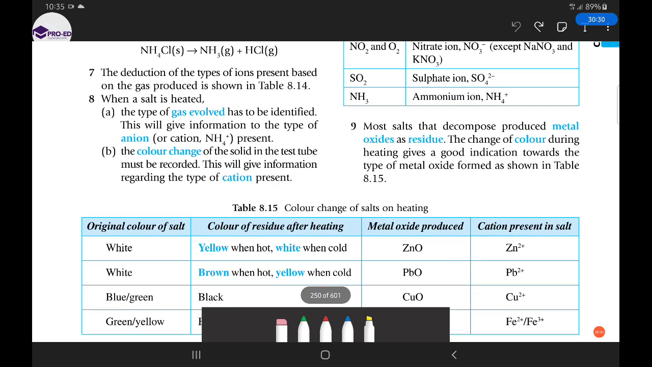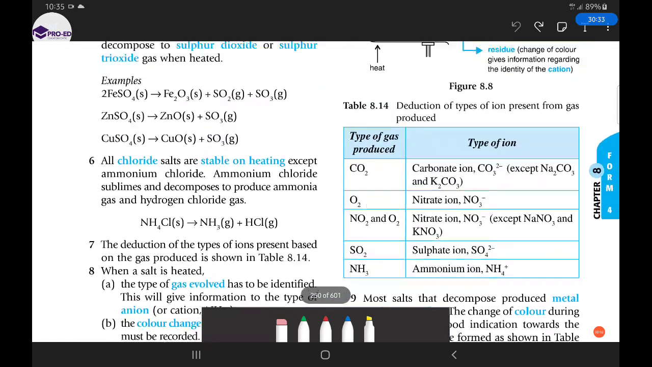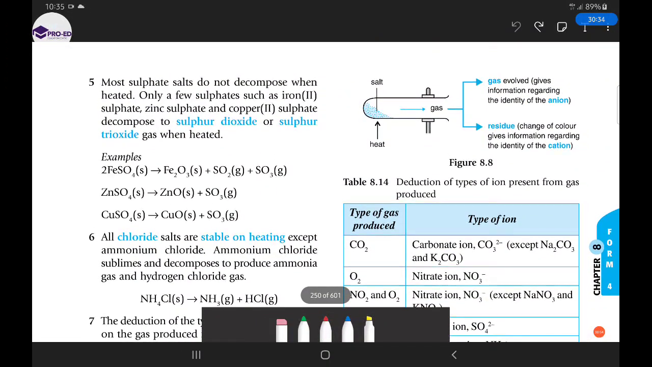All right, that was number 8. Number 8 done. There's a nice diagram here, figure 8.8. We heated up the salt. The salt decomposed, and when it decomposed, it released the gas. The gas will tell you what anion is present, except for ammonium. The ammonia gas will actually tell you it's an ammonium ion, a cation present, special case.